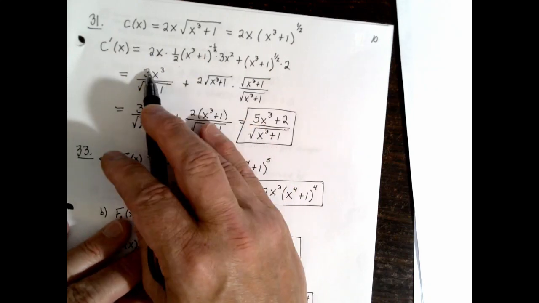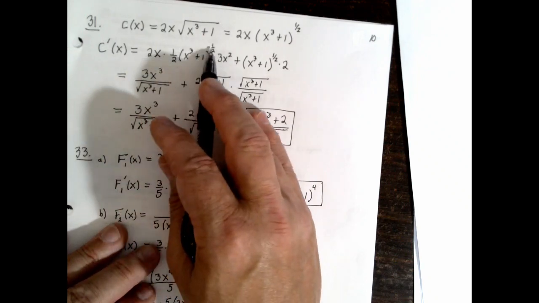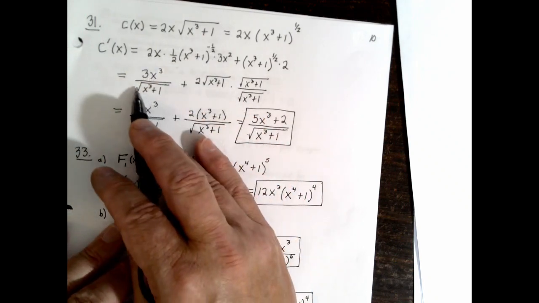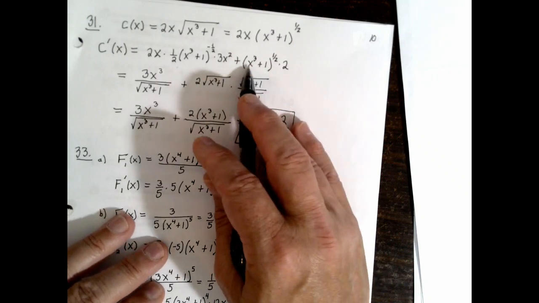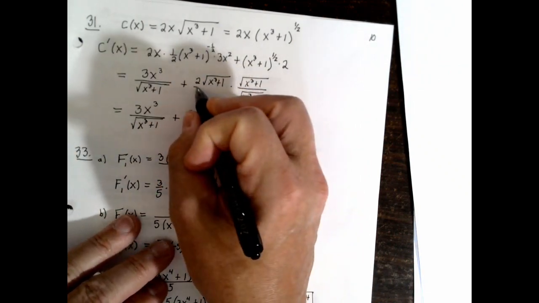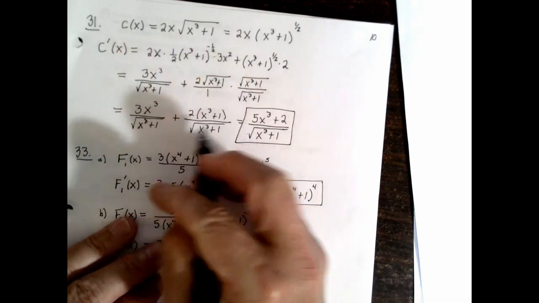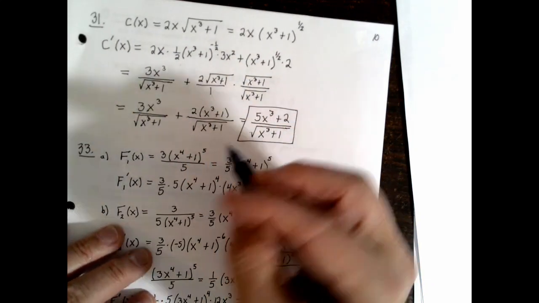You still have the 3. The x and the x squared give you x cubed. And this guy having a negative exponent brings it downstairs, and it's square root instead of 1/2. And this guy is the square root, and it's got a 2 out in front. Now if you want to combine those two, you get a common denominator of this, so you have to multiply this one top and bottom by that number.